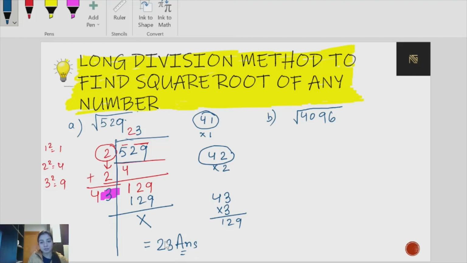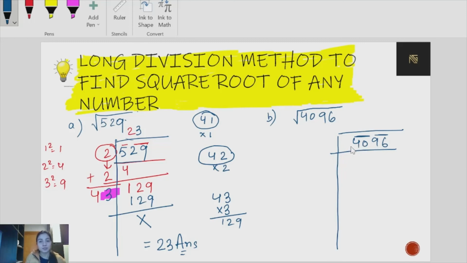Same way, by following the same process, we will solve B. So 4096 we are having. At first, make pair from the last digit. So first pair and second pair. Now this 40 is in pair, I have to treat it together. This 4 and 0 which are in pair, I will treat it together.